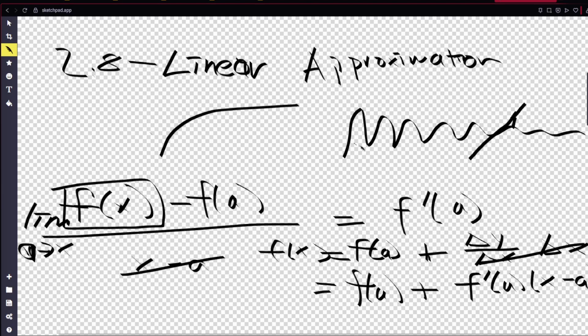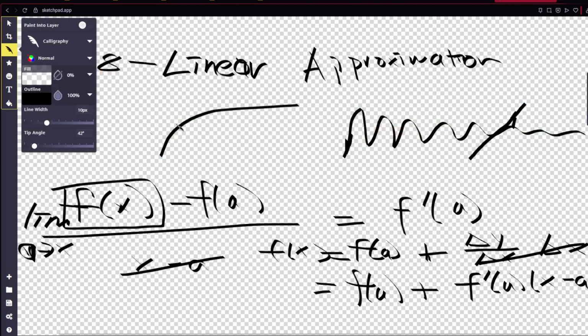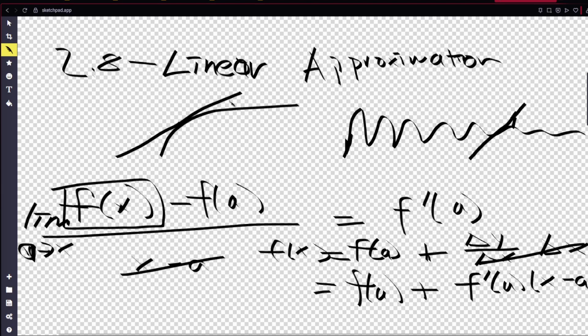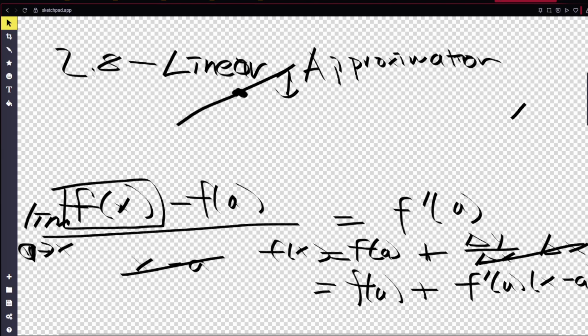It's just that with curvier lines, a has to be really close to x for it to be a good approximation. Here it doesn't really matter that much. If a is right here, then this is pretty accurate, probably up until this point. Any further and it deviates quite a lot. So that's what linear approximation is in a nutshell.